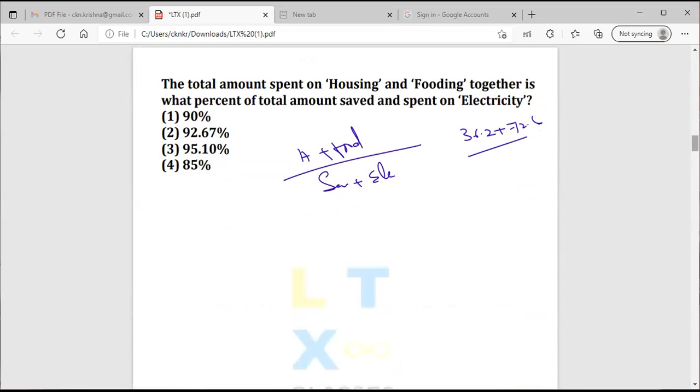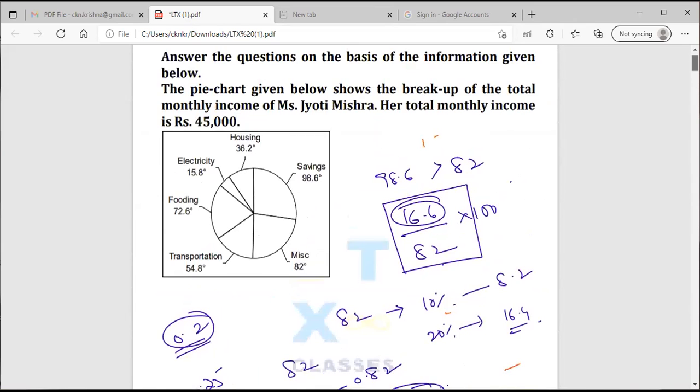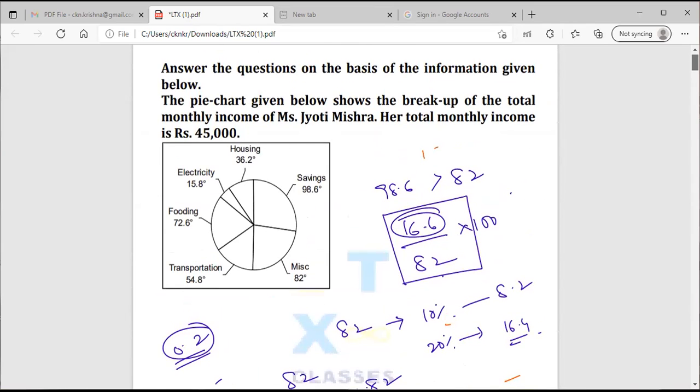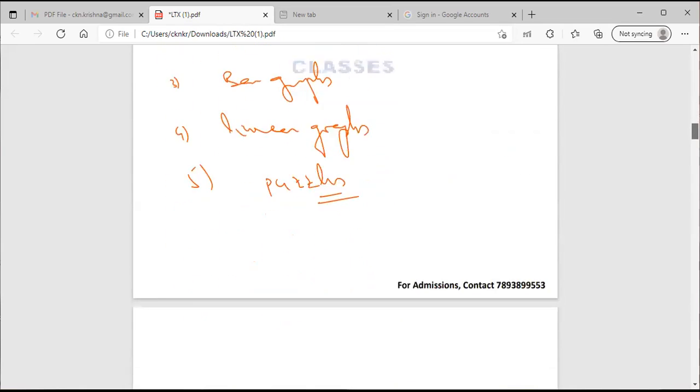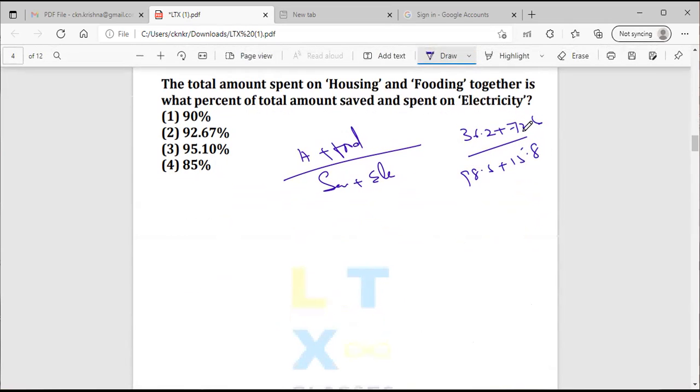By saving plus electricity. Saving 98.6, electricity 15.8. Simplify the expression. Housing plus fooding is 108.8. Saving plus electricity, the value is 114.4. We are asked to find what this percentage is.